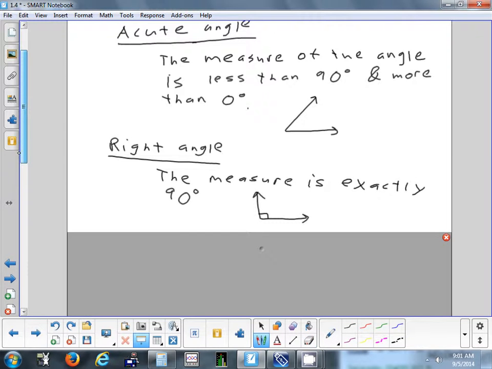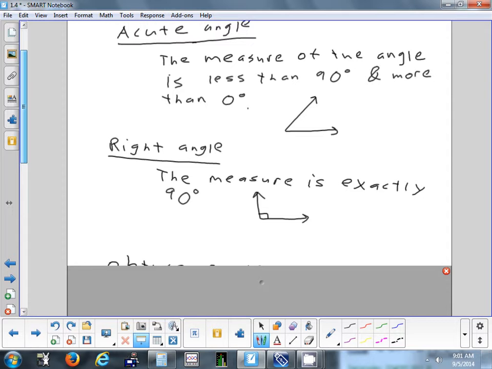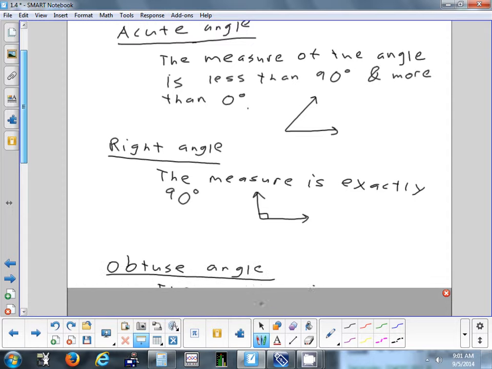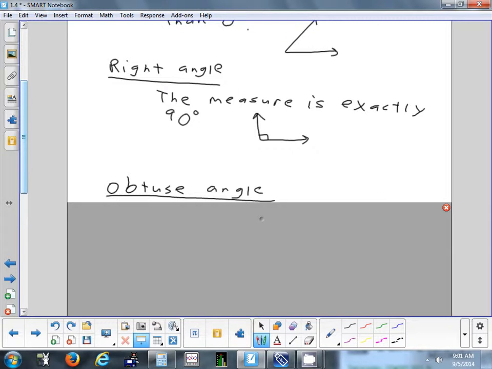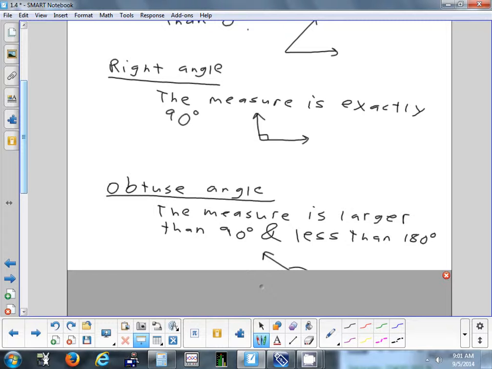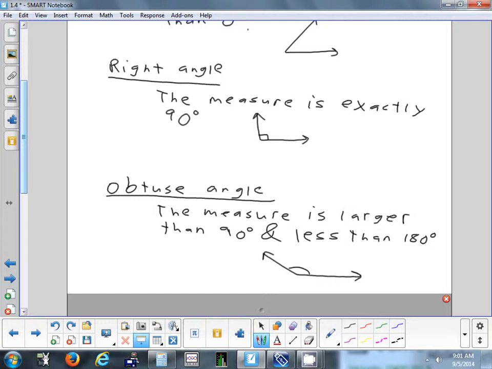Okay, what's the next kind of angle we have? A little bigger than a right angle. Next category, yep. Yep, we have obtuse angles. And what's the definition of an obtuse angle? Connor? More than 90, less than 180. Yes, has to be more than 90, but it has to be less than 180.